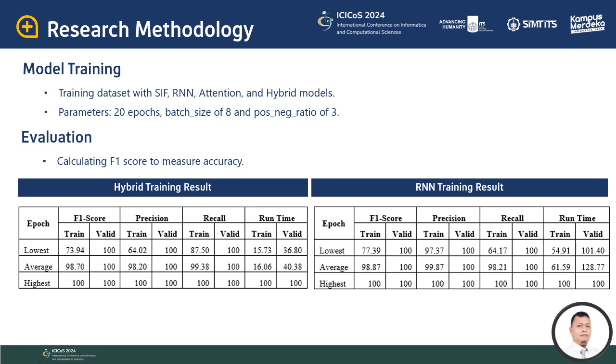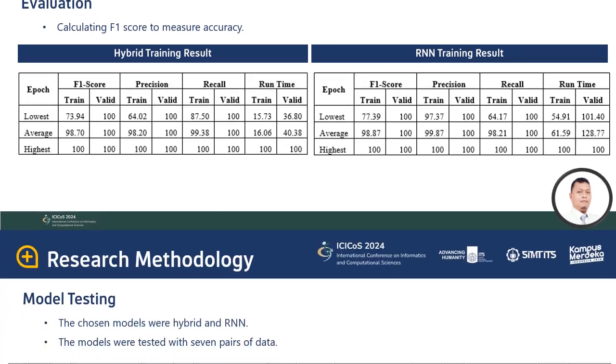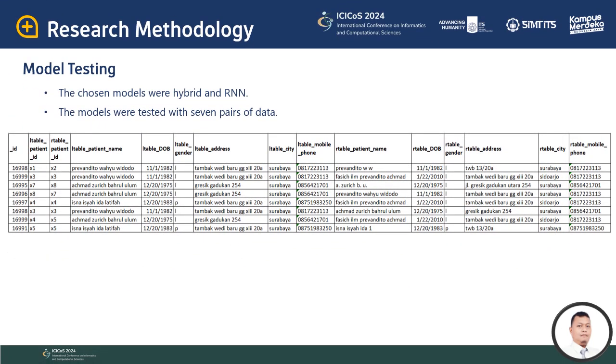As we can see in the table, the RNN model slightly outperformed the hybrid model with an F1 score of 98.87 versus 98.7. For model testing, we chose the hybrid and RNN models. These models were then tested with 7 pairs of data as shown in the table. The table displays the comparison of patient records, highlighting matching pairs with slight variations in spelling and formatting.